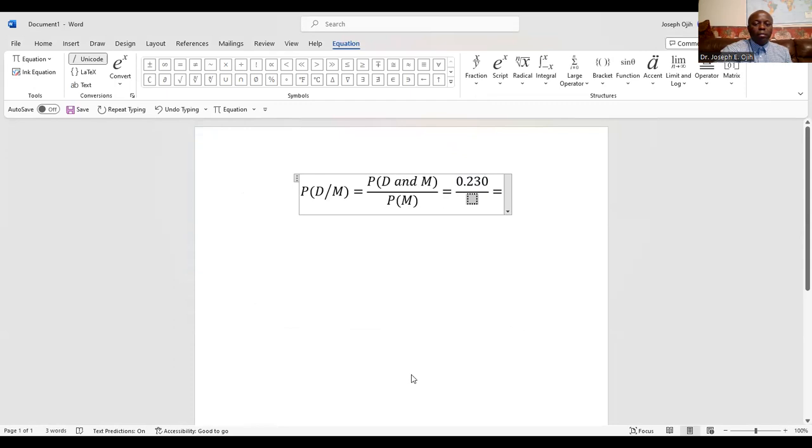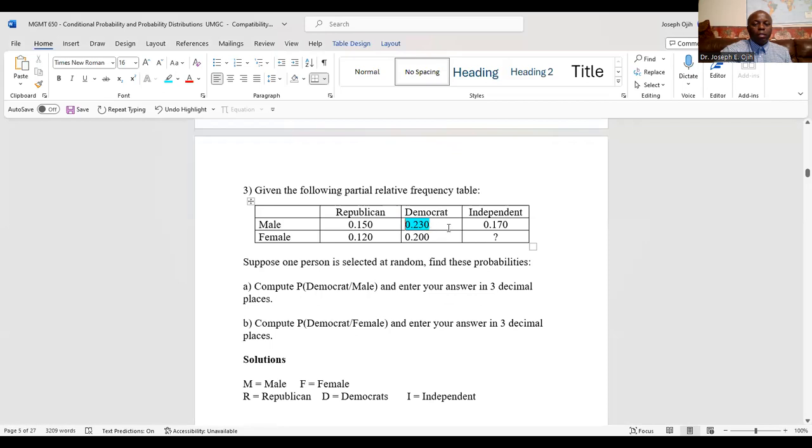And the probability of male, this is all males here. It means this plus that, these three numbers. If you go this way, all the rows, this is male. So let me write this down: 0.150 plus 0.230 plus 0.170. These all represent males.